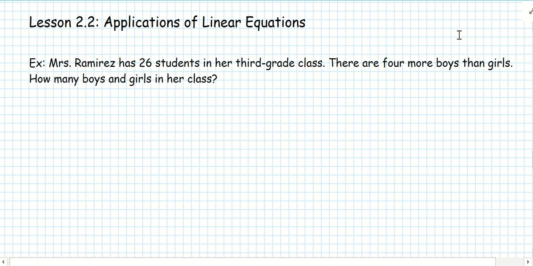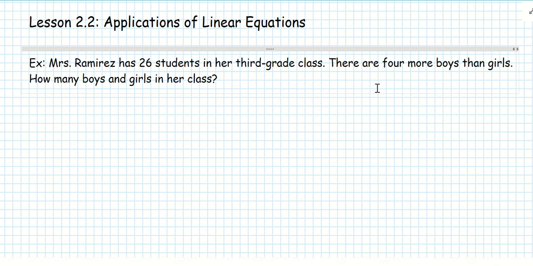Hey guys, so this is lesson 2.2 and we're going to be talking about applications of linear equations. Basically, applications of linear equations is word problems where we need to use linear equations to find the solution.